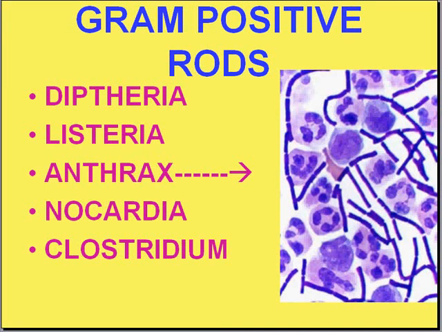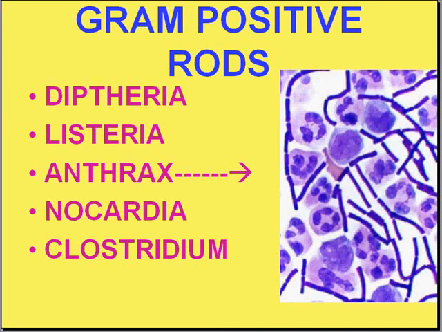Nocardia, or nocardiosis, is a gram-positive rod. Some people think it's kind of related to fungi as well in its properties. It classically causes respiratory infections in immunocompromised hosts. So if you hear somebody has nocardiosis, chances are they're immunosuppressed through one method or another.